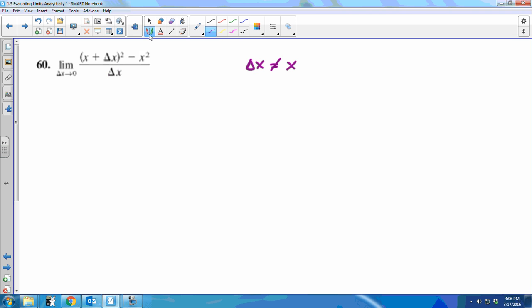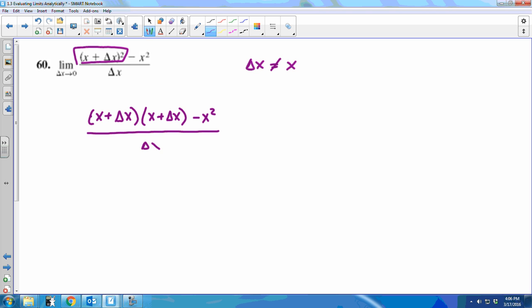Now in this function, I just see that I have this squared term, and hopefully if I work that out, maybe some things will happen so I can directly substitute. So I have x plus delta x squared, which means x plus delta x times x plus delta x, minus x squared, all over delta x. So I need to FOIL this. Once I do that, maybe some terms will drop out. Maybe I'll be able to cancel some things out. But hopefully we'll be able to simplify it. But you have to FOIL it first.